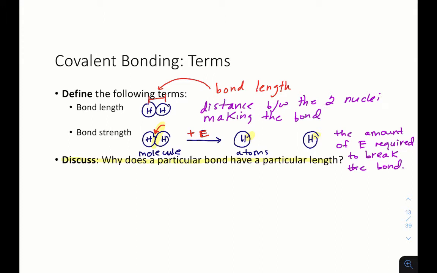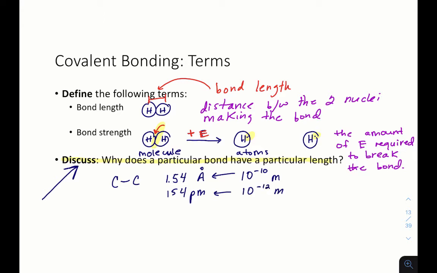Let's now consider this question I've highlighted. Why does a particular bond have a defined length? For example, you may have learned in general chemistry that a carbon-carbon single bond has a characteristic bond length of 1.54 angstroms. Perhaps you did not learn angstroms. I will mention them quickly. They are a unit of length that corresponds to 10 to the negative 10 meters. In your textbook, you'll notice the more standard metric prefix used, picometers, which are 10 to the negative 12 meters.